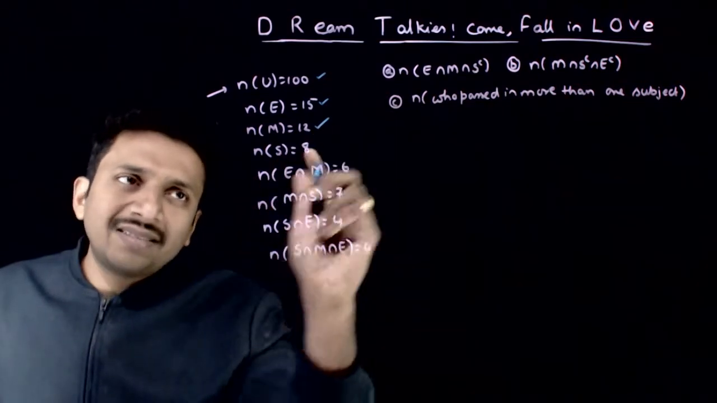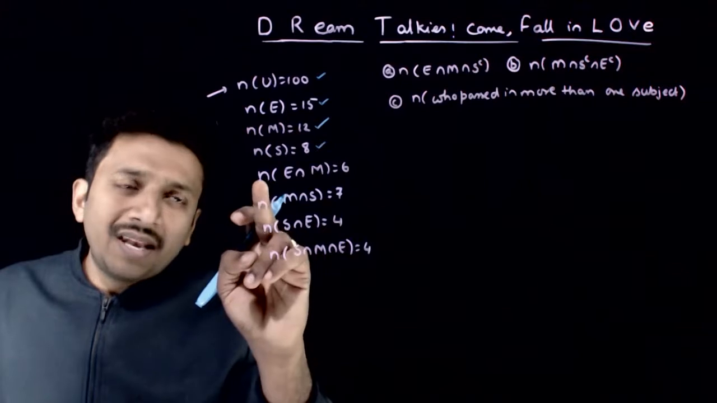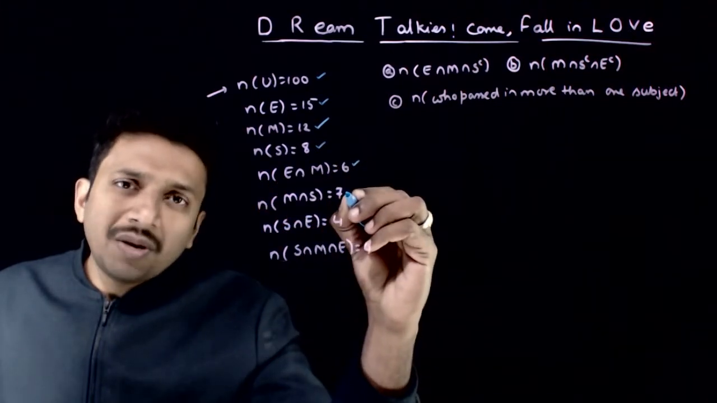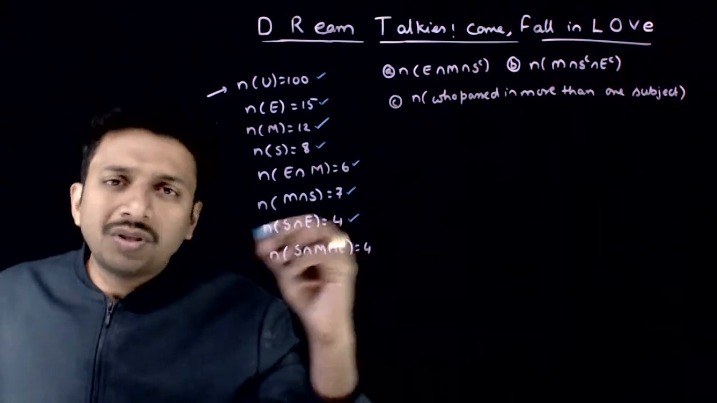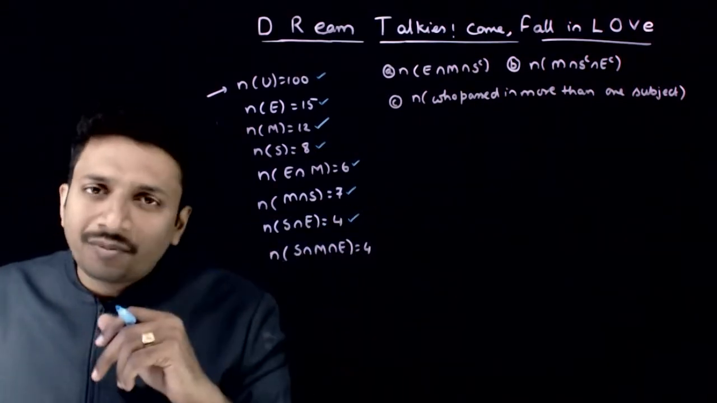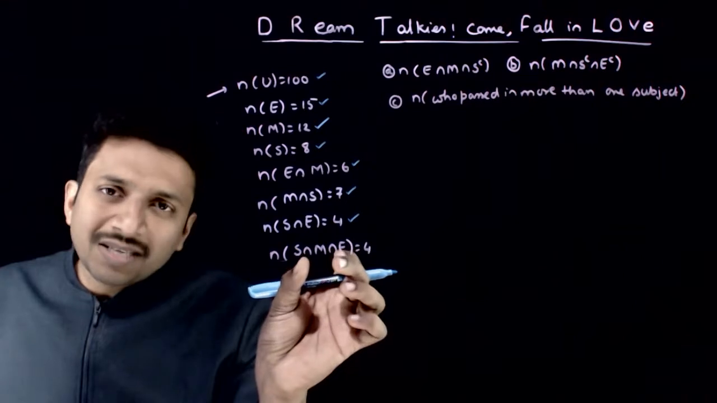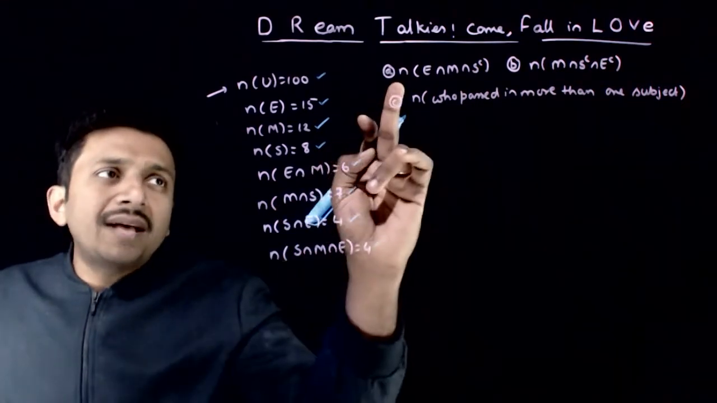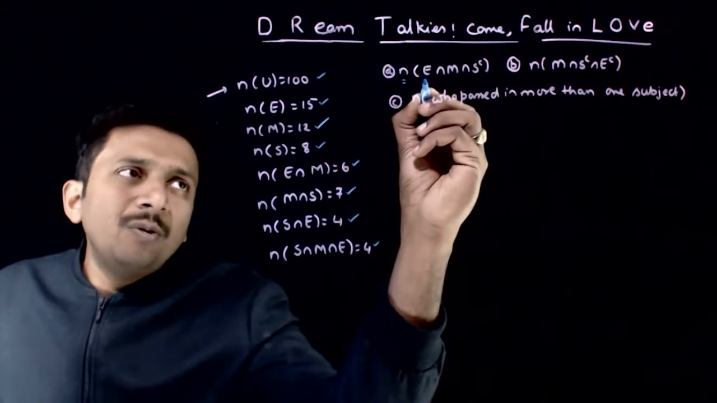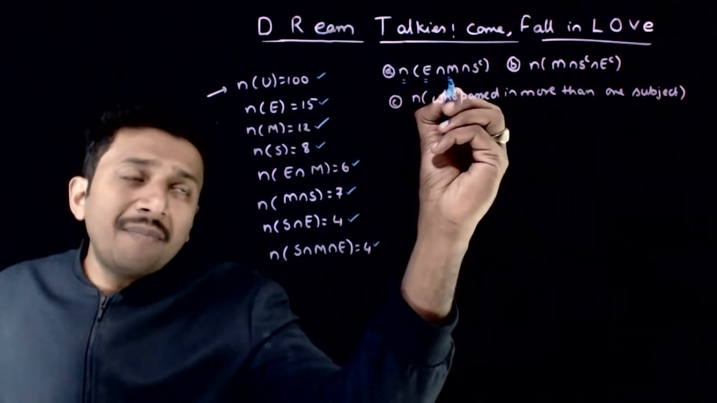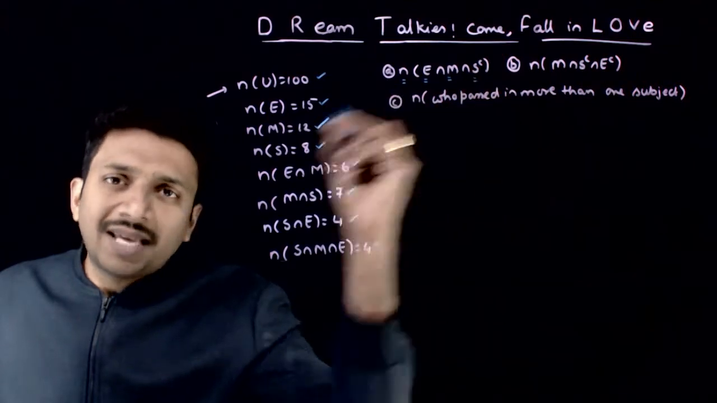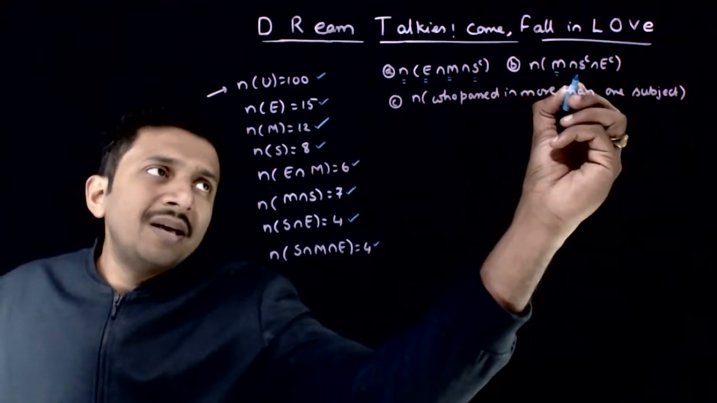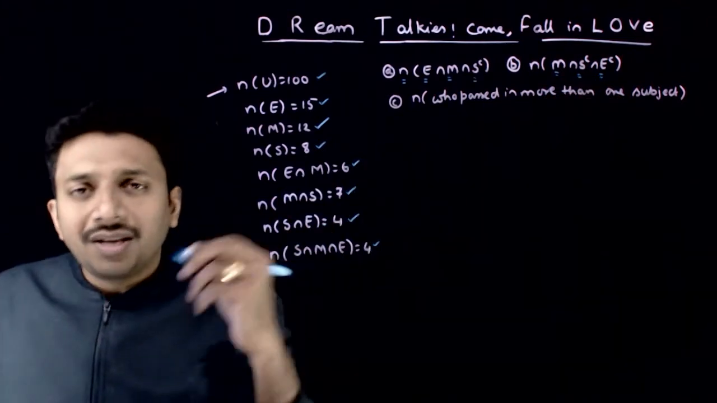12, science is 8. And the number of students who passed both in English and maths is 6, both in maths and science is 7, both in science and English is 4. And the number of students who have passed in all the 3 subjects is 4. If that is so, you're asked to find the number of students who passed in English and maths but not in science.